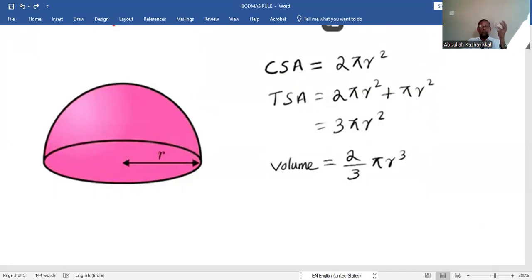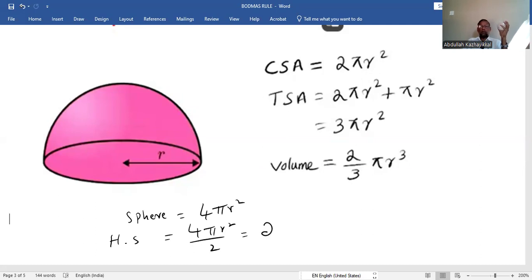So this one I am talking about sphere. Sphere, that is equal to 4 pi r square. You want hemisphere? Oh yeah, this is a hemisphere. So that is 4 pi r square by 2. That means 2 pi r square.